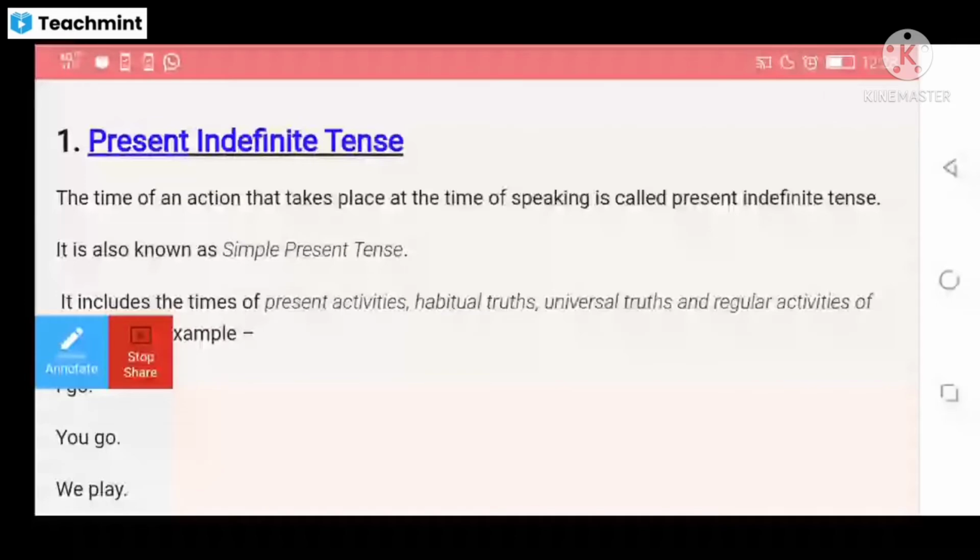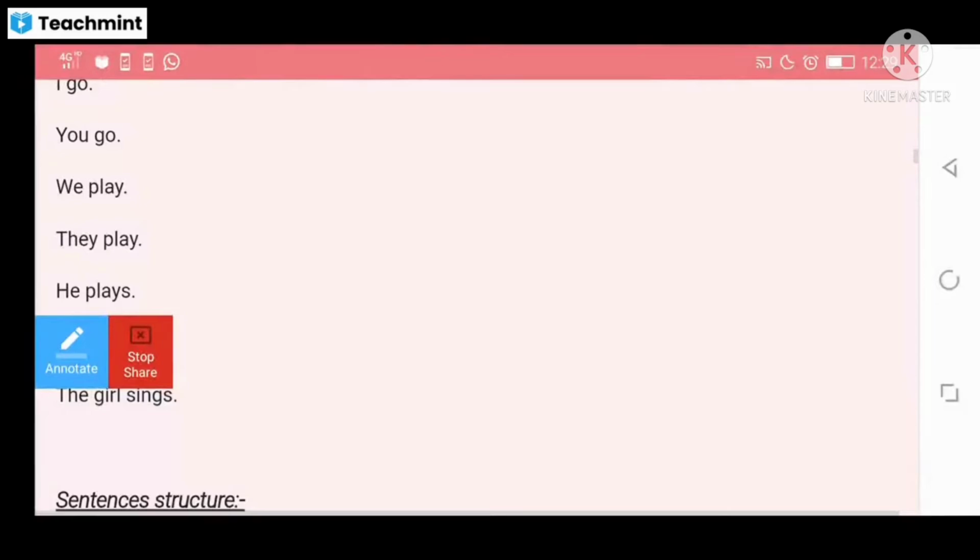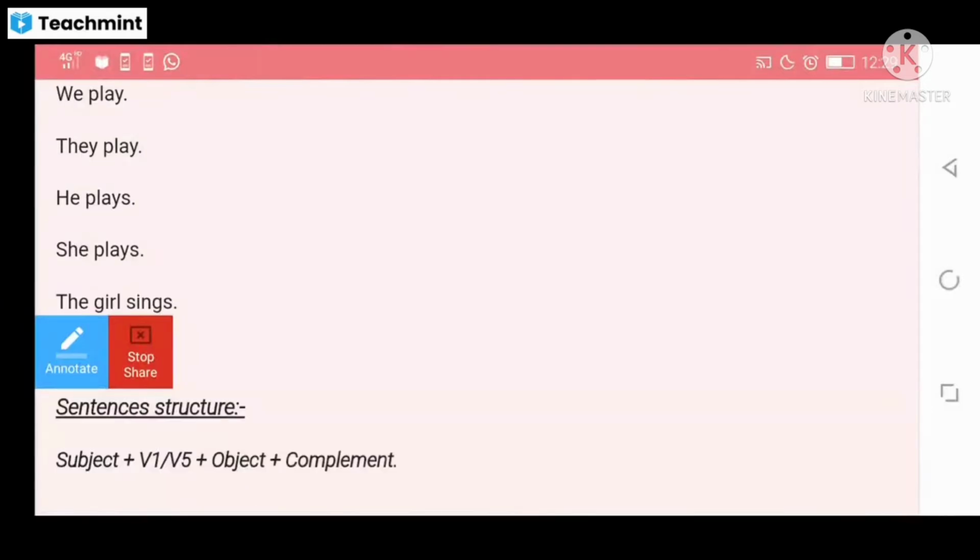For example, I go. When I say I go, it means I go when I say. You go. Then we play, they play, he plays, she plays, the girl sings. Here in all these cases, the action happens, that means takes place at the time of speaking. And that's why it says that the time of all these actions is termed as the present indefinite tense.